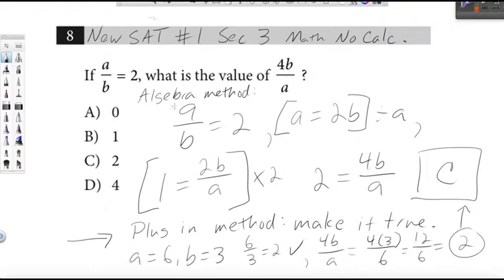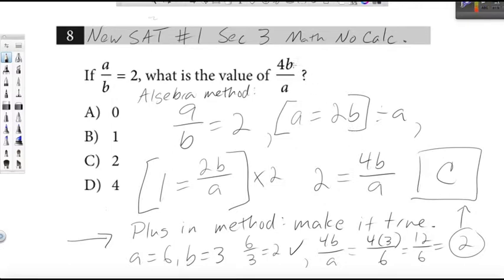All right. So here's the algebra method. A over b equals 2. But we want to get to 4b over a. Okay, so the first thing I would say is I'm just going to try to get my a's and b's on different sides. You know, I see this 4b here, so let's start off by getting 2b. So I multiply both sides by b, and then a equals 2b.